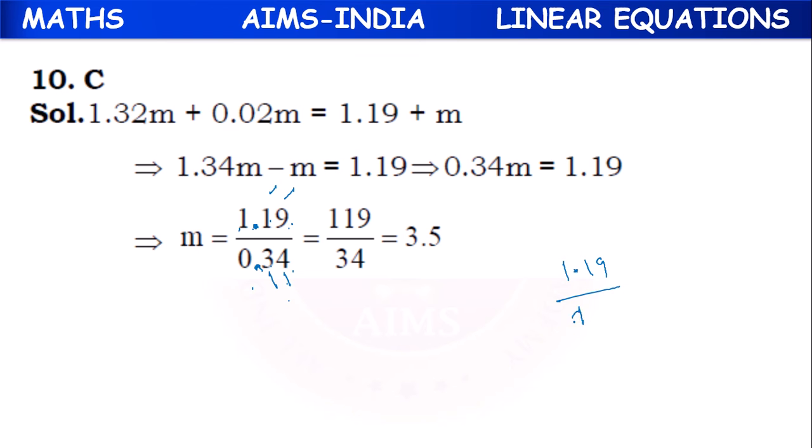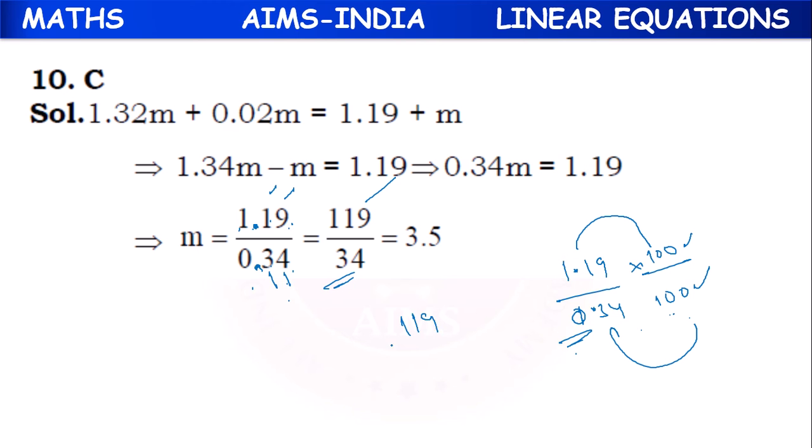Or 1.19 by 0.34. Because we have two decimal places, let's multiply with 100. As we are multiplying and dividing with the same number, value does not change. 1.19 into 100, 119. 0.34 into 100, 34. So 119 by 34. 34 3 times, 3 4 times 12, 102. We will be having 7 here.